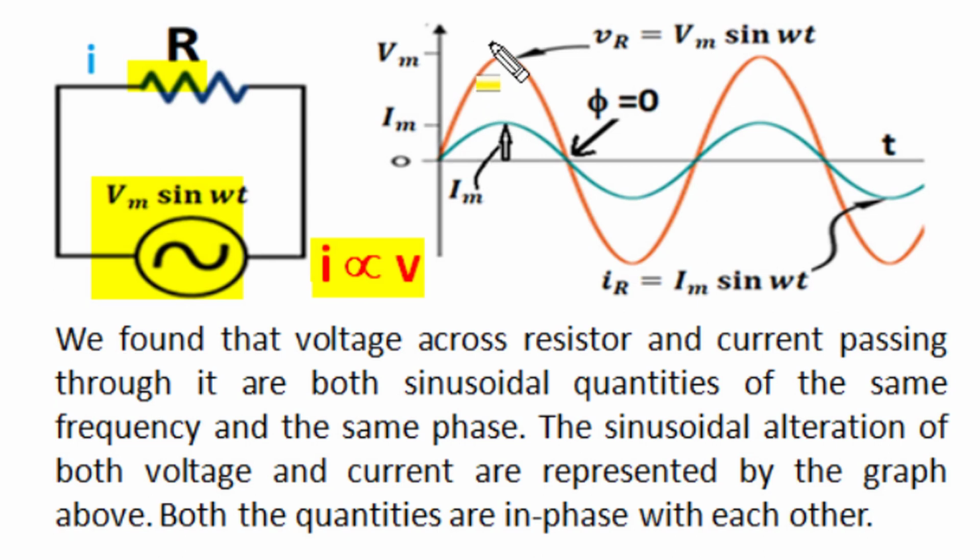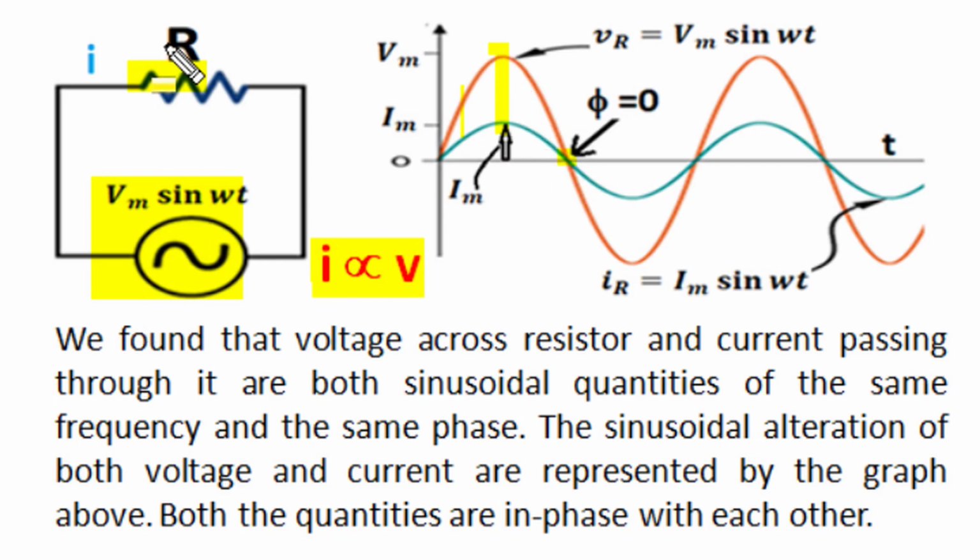It means both voltage and current achieve their positive peak at the same time instant. Both, increasing in the positive direction, have half of peak magnitude at the same time instant, and both have zero instantaneous value, and voltage changes its polarity and current changes its direction at the same time instant. So both have zero phase difference, or both are in the same phase.